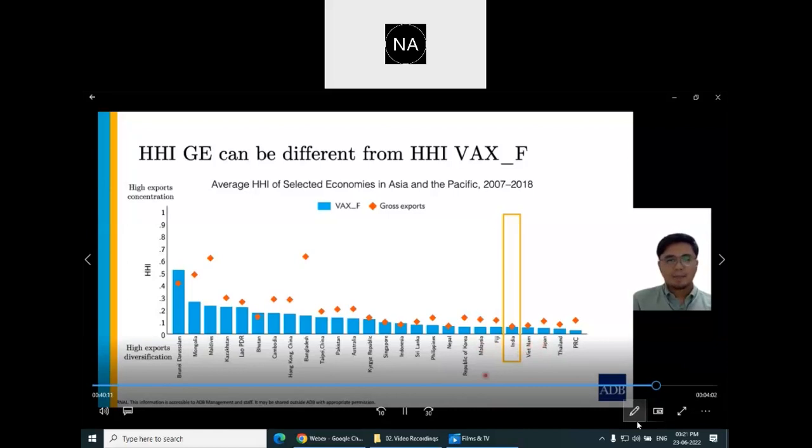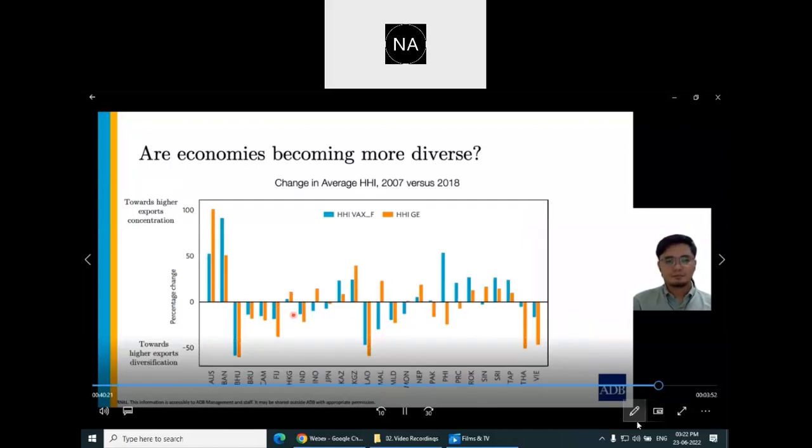It ranks closely with the Republic of Korea, Malaysia, Fiji, Vietnam, and Japan. The least diversified economies would include Brunei Darussalam, Mongolia, and Maldives.